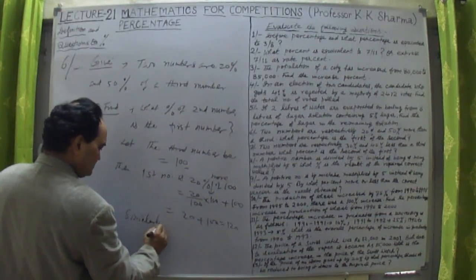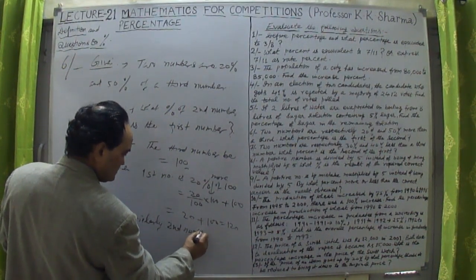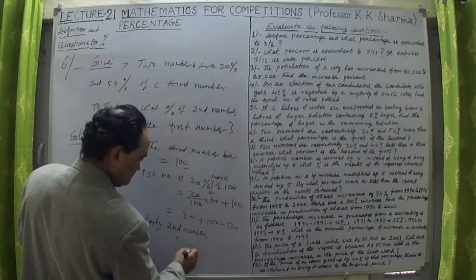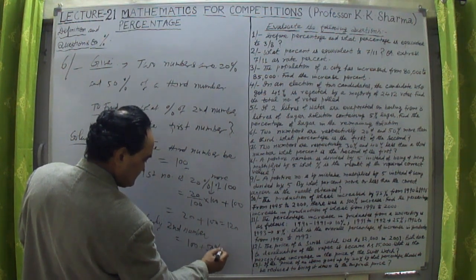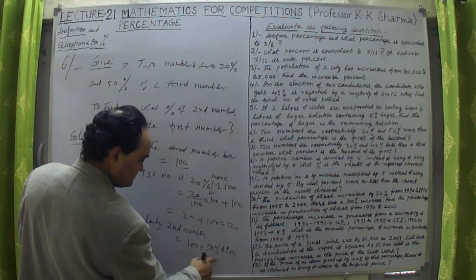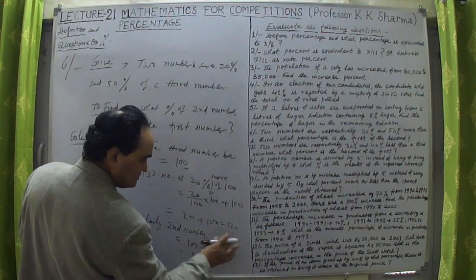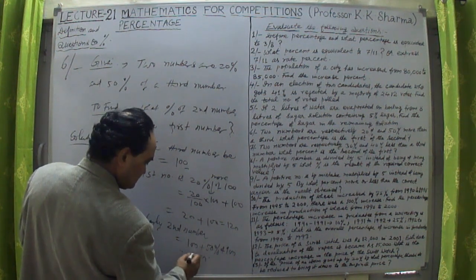Similarly, the second number is equal to 100 plus 50% of 100. 50% of 100, that means 100 plus 50, that means 150. So this 50% is 50 upon 100 into 100, 50 only. So 50 plus 100 means 150. This is the second number.